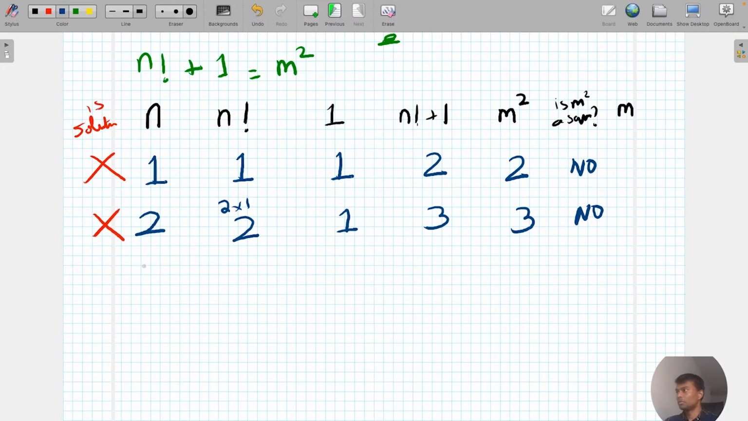Now let's go where n is equal to 3. Again, this is 3 into 2 into 1. We have 6. We have 1 here. The total is 7. m square is 7. Is 7 a square number? The answer is no.